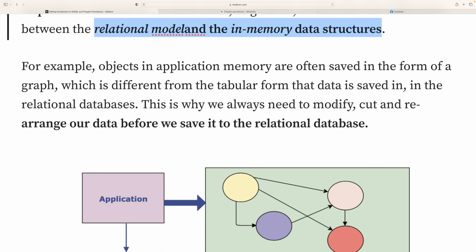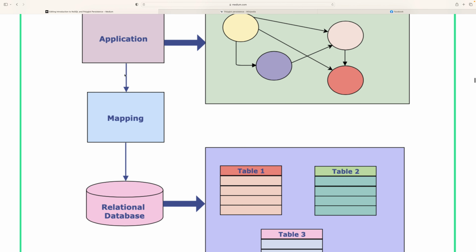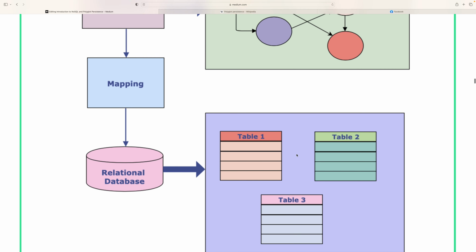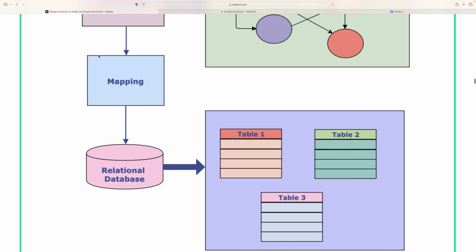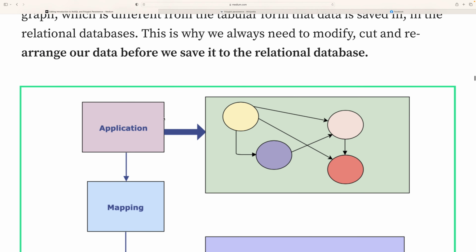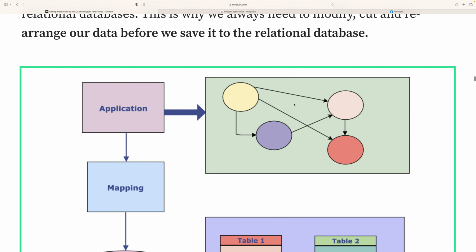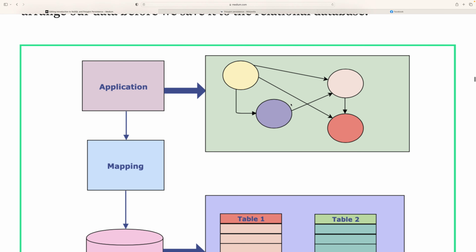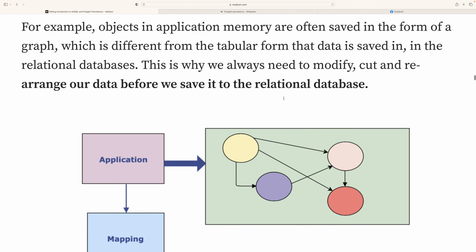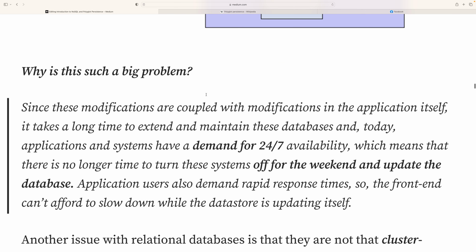This is why you always need to modify it. If you want to modify this table, it is somewhere in the in-memory database. If you want to change something, then you need to cut this connection. When you cut this connection, the user would not be able to see the data. So we need to make code changes somewhere, and arrange the data before we save it in the relational database. So this is such a big problem, right?